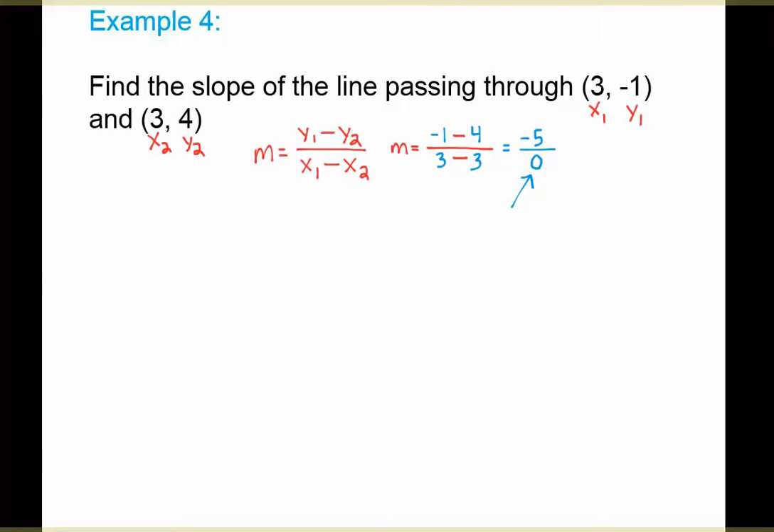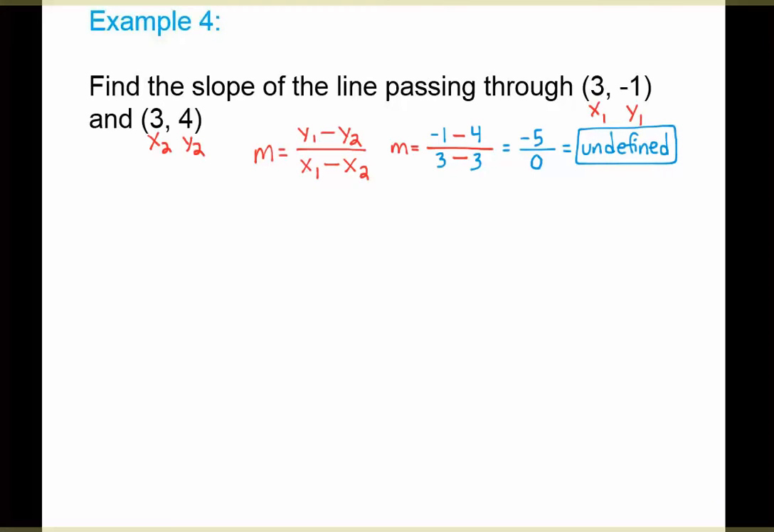Is that the same thing as the number 0? No, it is not. When you have 0 in the numerator, that's 0. When you have 0 in the denominator, what do we call that? Well, it's illegal in mathematics. Okay, we call that undefined. So this slope is going to be undefined.